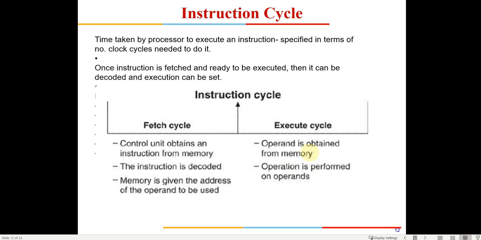If there is data to be brought from the memory, then that also has to be brought. If it is only a pure register operation, then it will be executed straight away without any delay. Whereas if there is a memory element involved, then the data from the memory will be fetched in the execute cycle, and then the operation will be carried out.